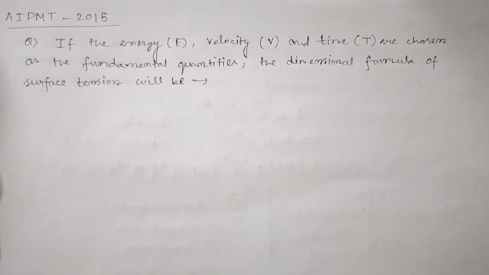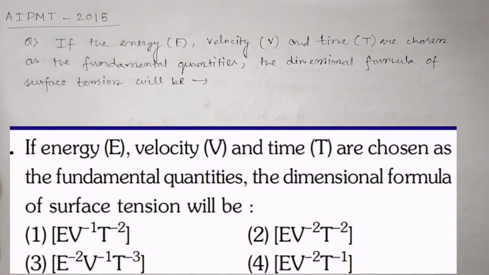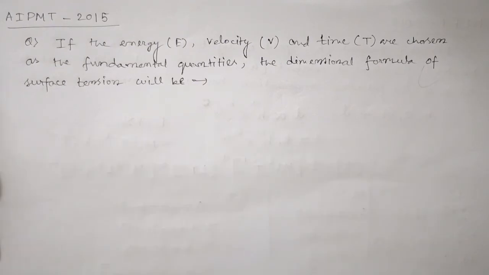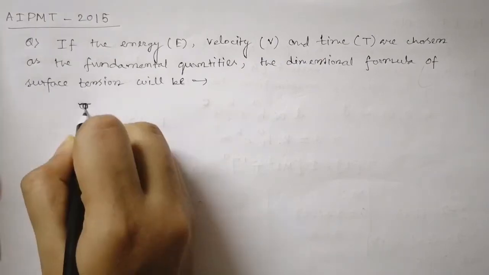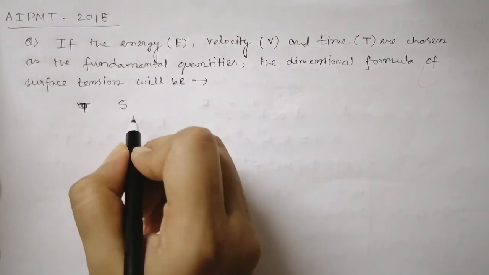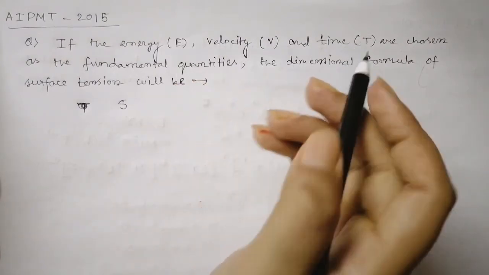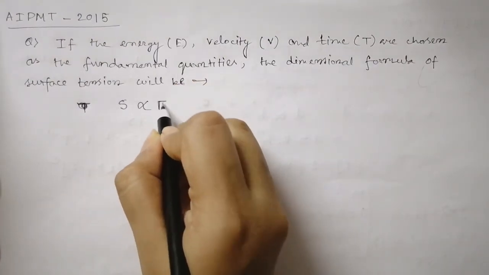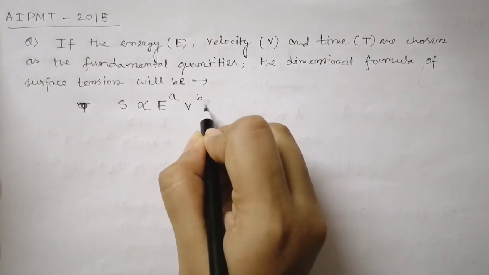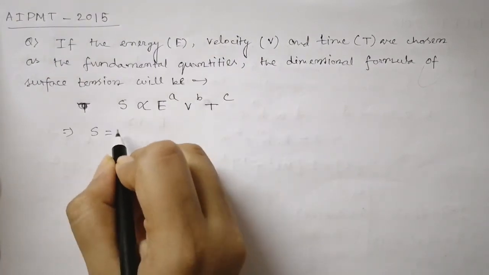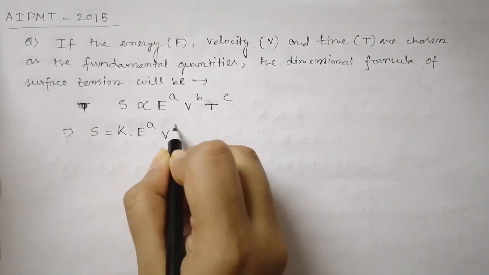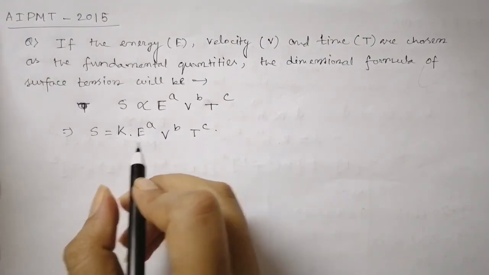In AIIMS 2015, if energy E, velocity V, and time t are chosen as the fundamental quantities, then the dimension formula of surface tension. See, 2015, 2016, 2017, consecutively 3 years the same type of question has been asked. So if I denote surface tension with S, they are asking to find the relation of surface tension with respect to energy, velocity, and time. S is proportional to E to the power a, V to the power b, and time to the power c. Replace the proportional sign, put a constant: E to the power a, V to the power b, and t to the power c. What was this third step?